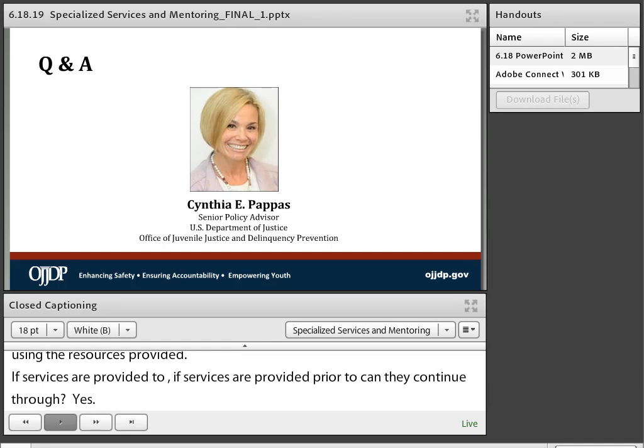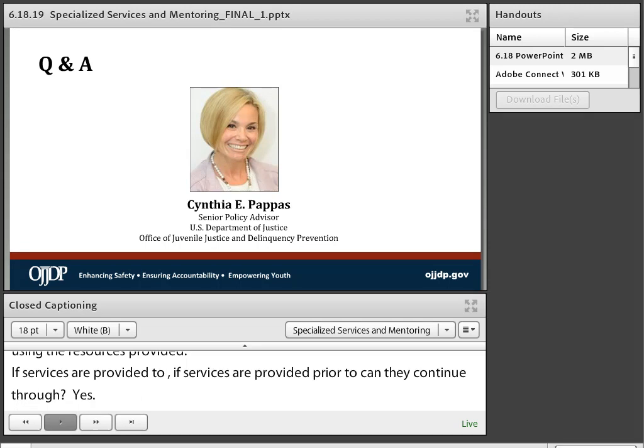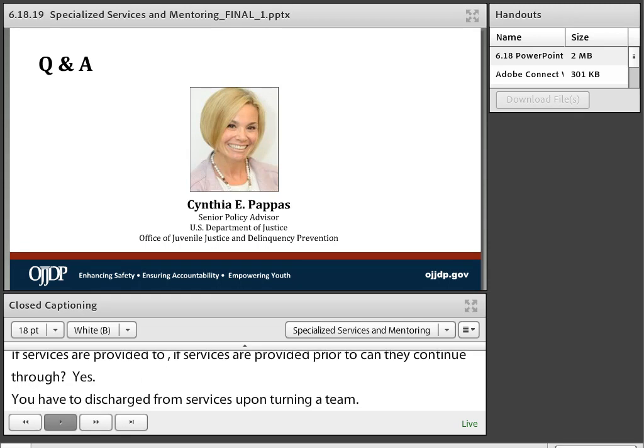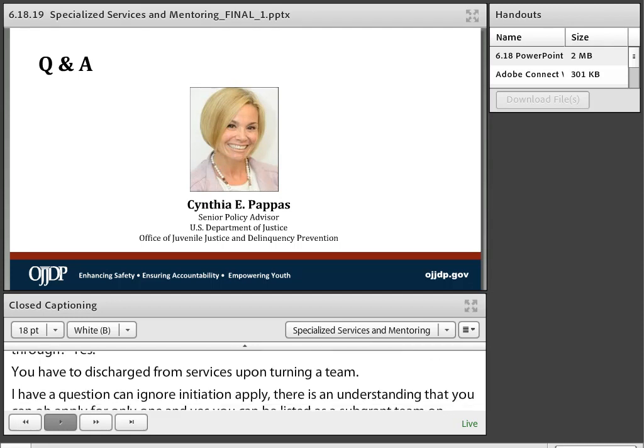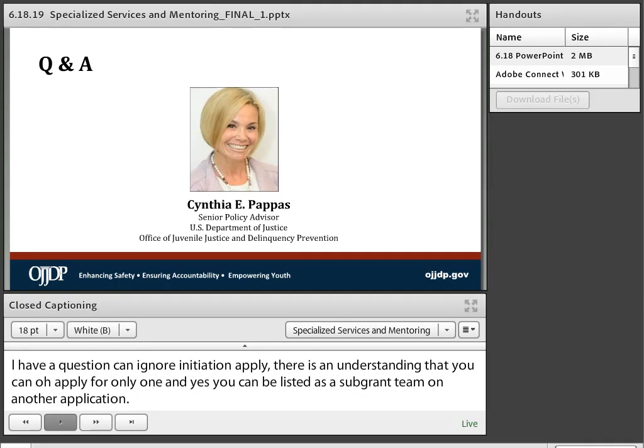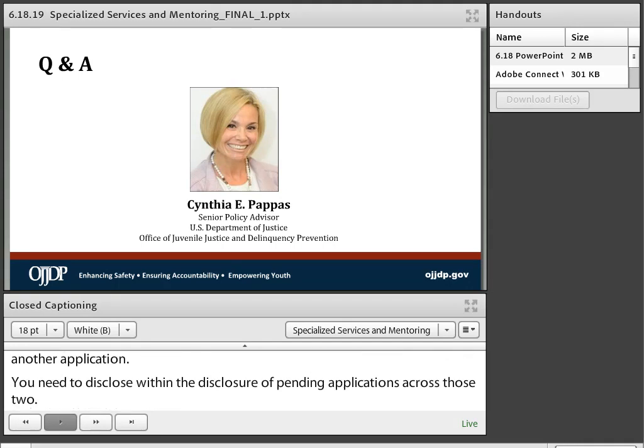I have a question. Can the organization apply for more than one? So there's an understanding that you can apply for only one, and yes, you can be listed as a sub-grantee on another application, and you need to disclose within the disclosure of pending applications across those two. So if you're going to be a sub-awardee on another application, that should be listed in both of your applications, if that makes sense. You can do that, you just cannot be the applicant entity for multiple.